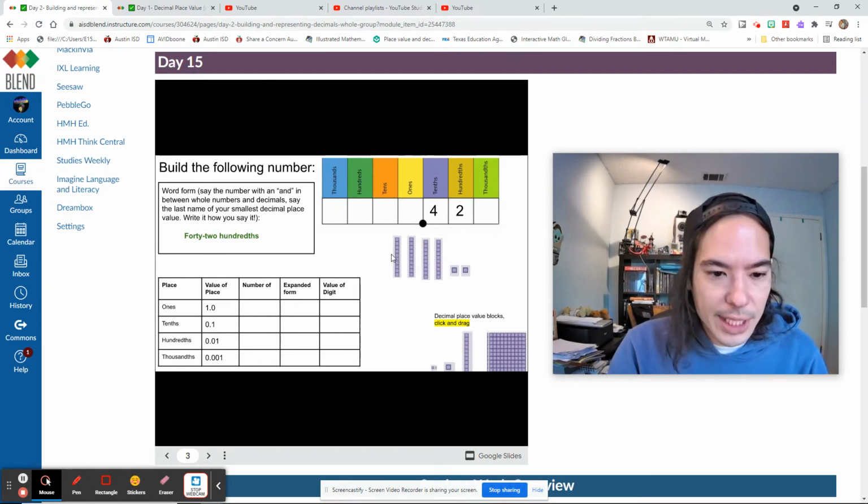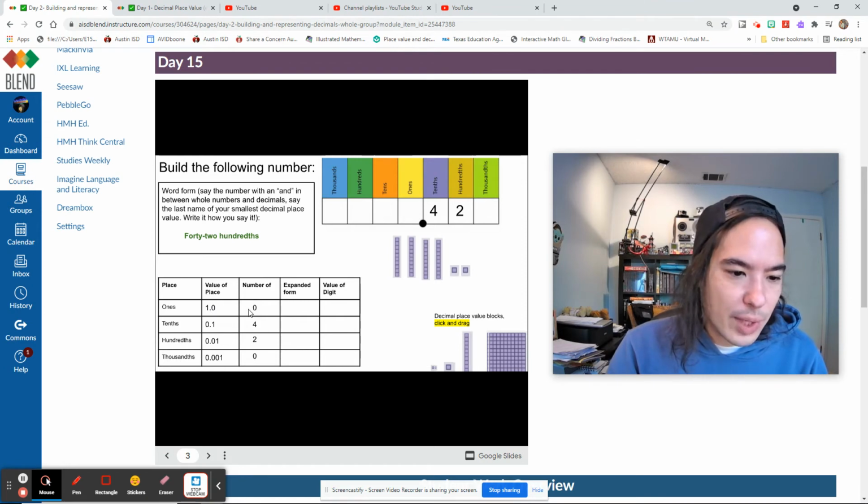This is the representation: 4/10 and 2/100ths. So these two things mean the same thing. This is the numerical form, 42 hundredths. This is the picture form. This is the base 10 form of 42 hundredths. All right, so we have 0 ones, we have 4/10, we have 2 hundredths, and we have 0 thousandths.